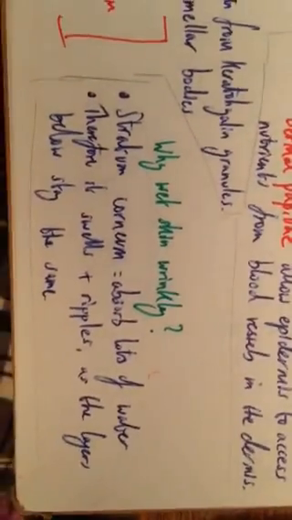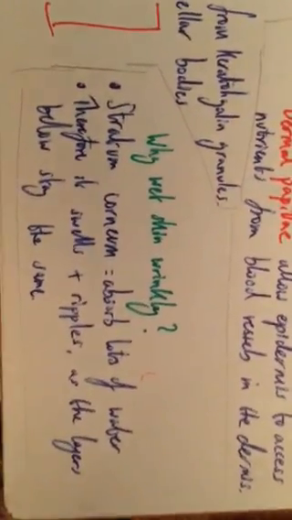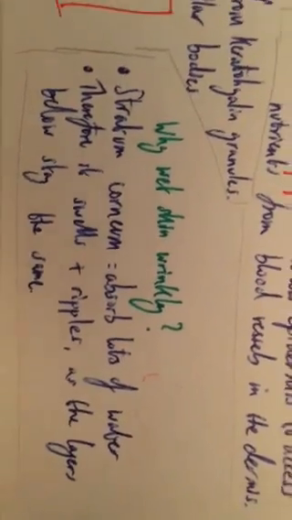Okay, and why does wet skin go wrinkly? The stratum corneum is the top layer. The stratum corneum absorbs lots of water. Therefore, it swells up and ripples as the layers below stay the same. Cool. Now we'll move on to the next page.